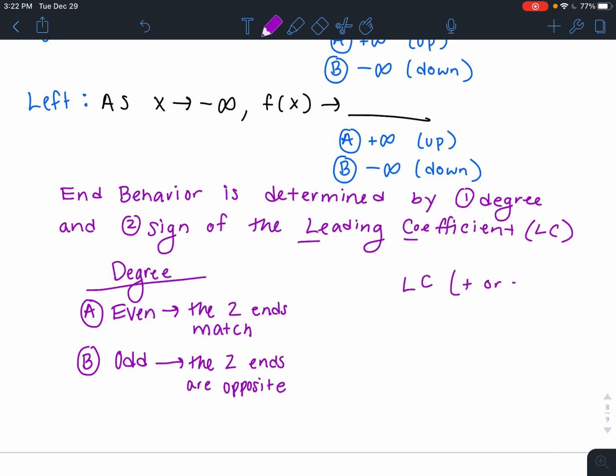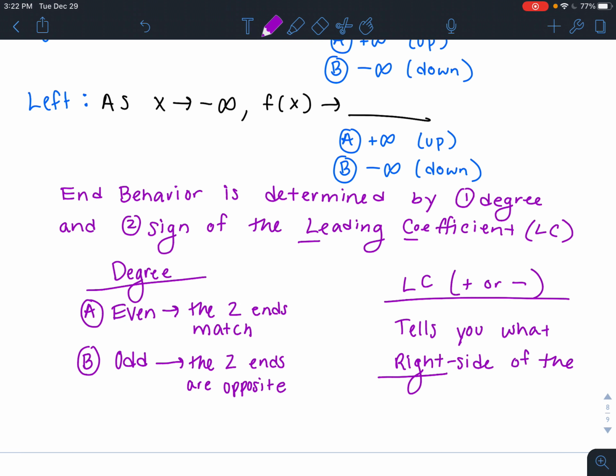And then the leading coefficient, you're looking at whether it is positive or negative. What the leading coefficient does is it tells you what the right side of the graph is doing. It's always the right side. So if the leading coefficient tells you the right-hand side, you can use the type of degree, whether that's even or odd, to then say what the left side does. If it's an even degree, the left side is going to match the right side. If it's an odd degree, the left side is going to be opposite of the right side.